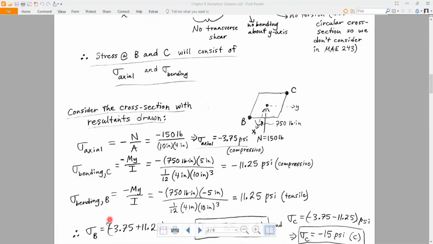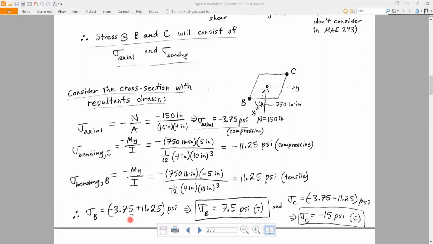So at B, we have the same axial stress. No matter where you're at on your cross-section, your axial stress is going to be the same, so negative 3.75. And for C, same thing, negative 3.75. But at B, we're going to add 11.25 because it's tensile. And at C, we're going to subtract it. So you just add those up, and you get a positive 7.5 psi at B. So that's going to be tensile. But you get a negative 15 at C. So that's going to be compressive.